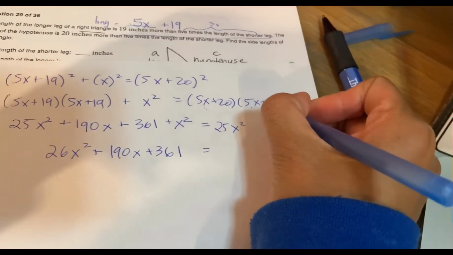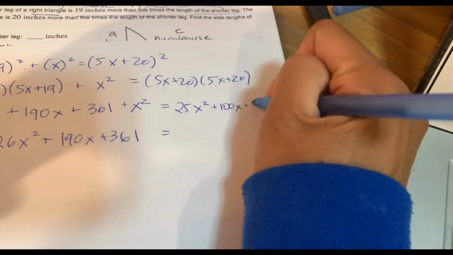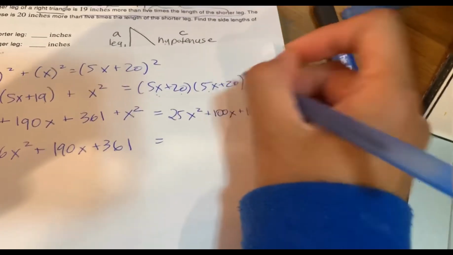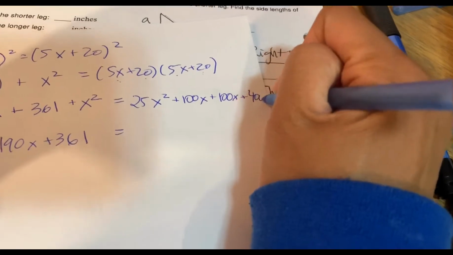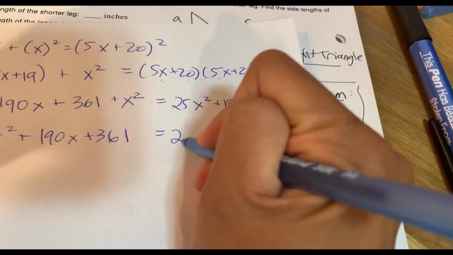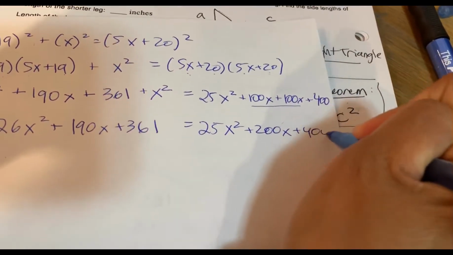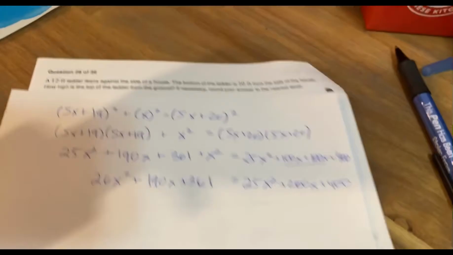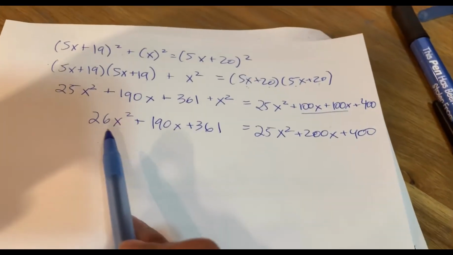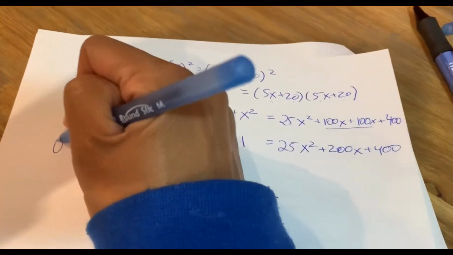Now the right side, 5x times 5x is 25x². 5x times 20, if you want to write it out, is 100x. 20 times 5x is another 100x. Plus 20 times 20 is 400. So here, I could combine the like terms, which are these two. I get 25x² + 200x + 400. All right, so notice with this problem right here that the highest exponent is x squared. So therefore, I know that this is a quadratic.